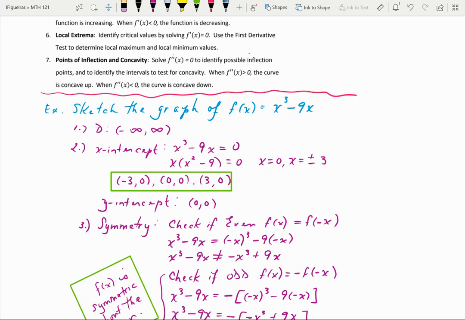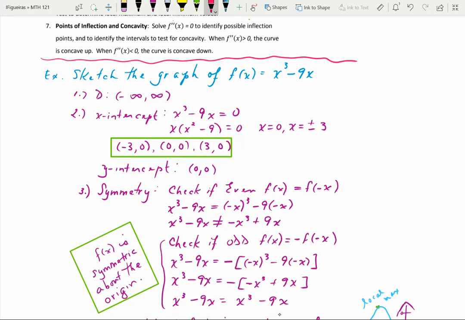Symmetry. So let's check if this is even. Remember, to check if it's even, you're determining if f of x equals f of negative x. So the work is here on the next couple of lines. When you simplify the right side, you end up with the right side being equal to negative x cubed plus 9x. That is not the same as what the original function is, and therefore you can safely say that this is not an even function, meaning it's not symmetric about the y-axis.